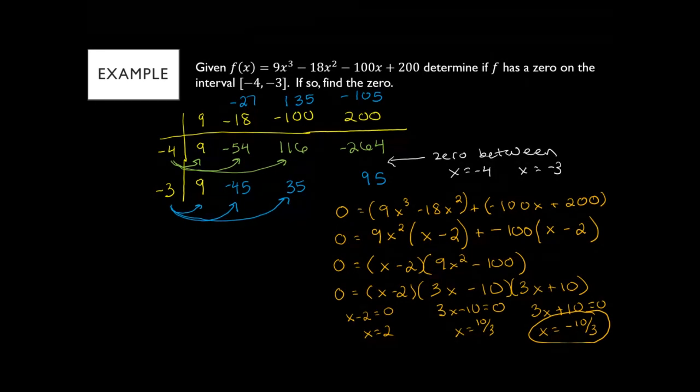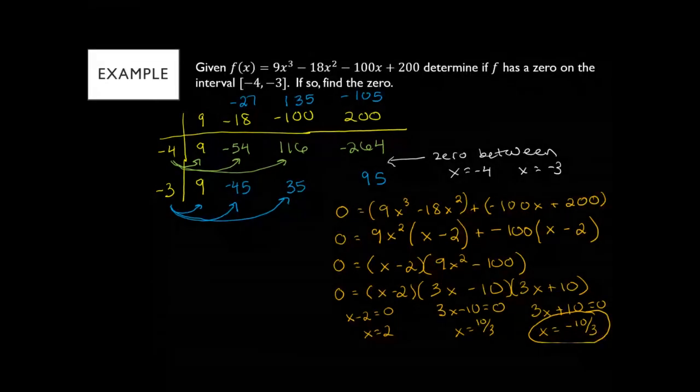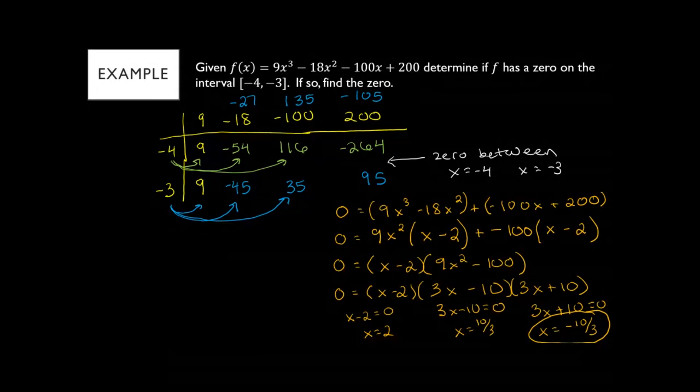So this is a use of the intermediate value theorem. We're basically saying, is there a 0 in between there? And if so, we want to find that number. In this case, we were able to factor and figure out what the actual 0 is in that interval.